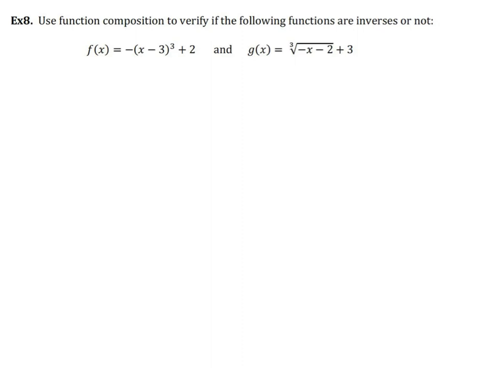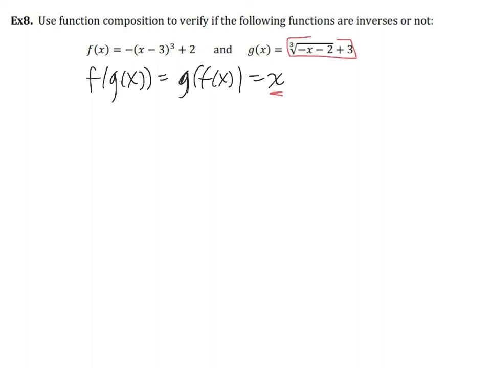Finally, our last example is to determine, using function composition, if the two are inverses of each other or not. Function composition, to remind you, says that f of g of x equals g of f of x equals x. If f of g of x equals g of f of x equals x, then we know that these are inverses of each other. So when we take this entire function and replace it into the x for f of x, if we get x as a result, then we also have to take this entire function and replace it into x in g of x, and if we get x as a result, then that proves they are inverses of each other.